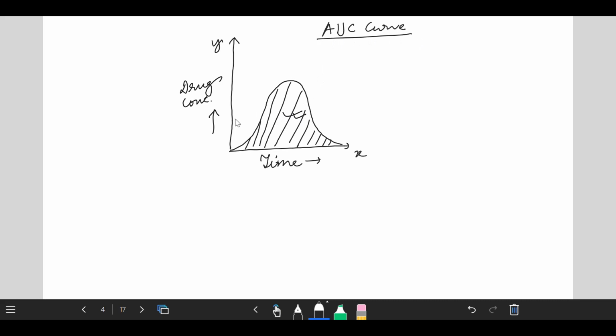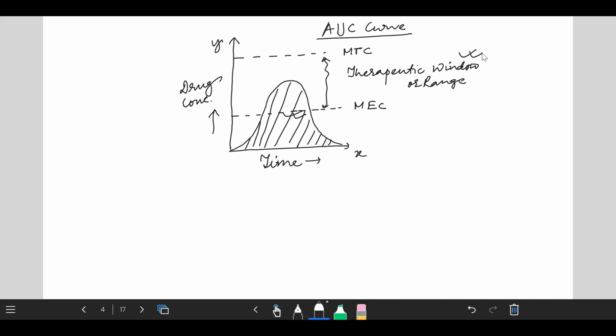This concentration is known as MEC or minimum effective concentration, and this concentration is known as MTC or minimum toxic concentration. The space between these two is known as the therapeutic window or range. If this therapeutic window is larger, then the drug is considered the safest drug.